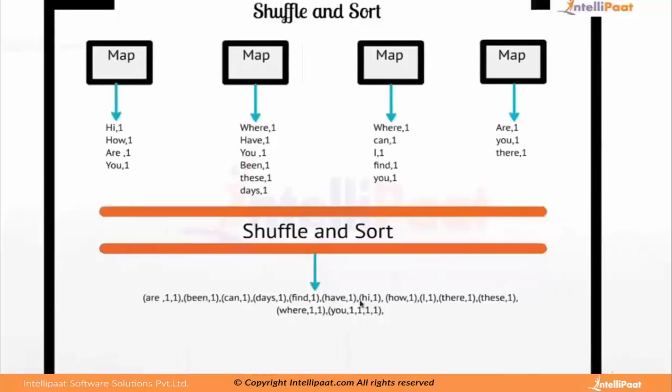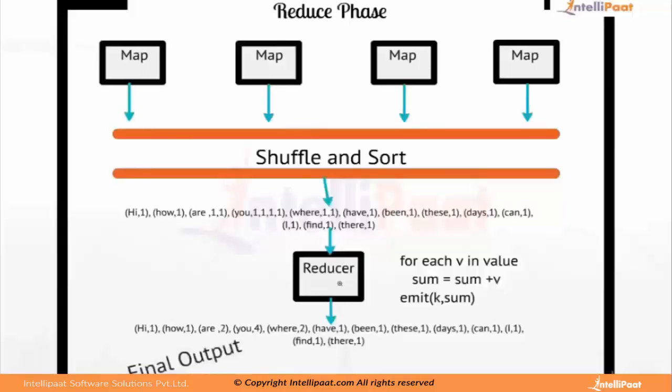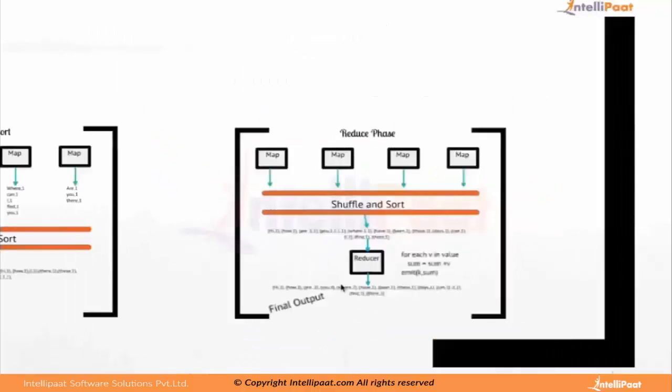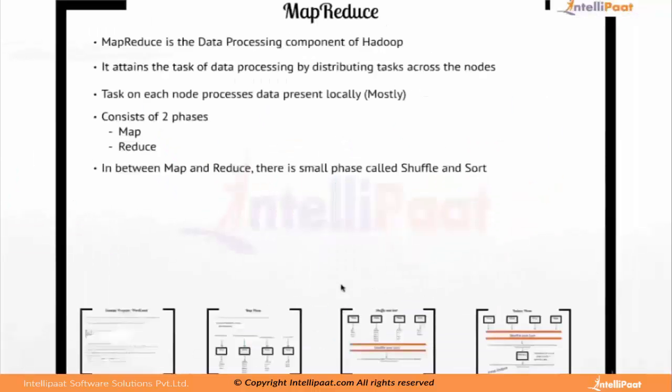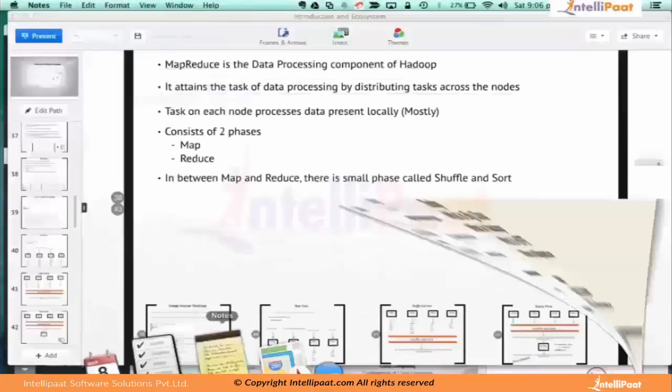And then you give it to the reducer. In reducer, what you get is hi, comma 1, how, comma 1, r, comma 2, u, comma 4, where, comma 2, have, comma 1, been, comma 1, these, comma 1. You get your final aggregation, and that's your final output. So that is how map and reduce works. Let's quickly look at the real world scenario of map and reduce so that it will be clear.